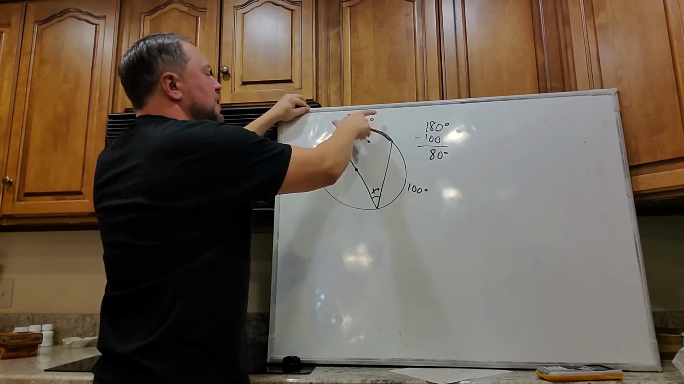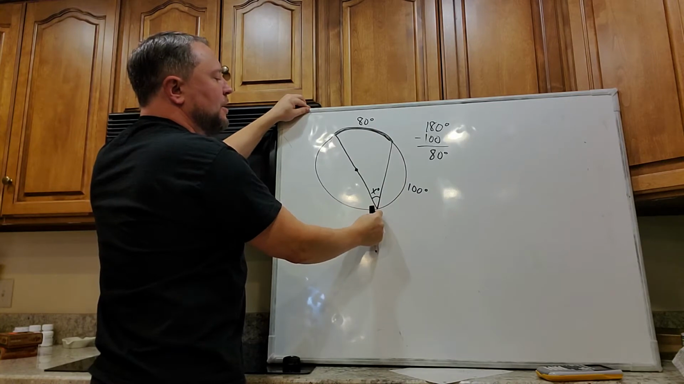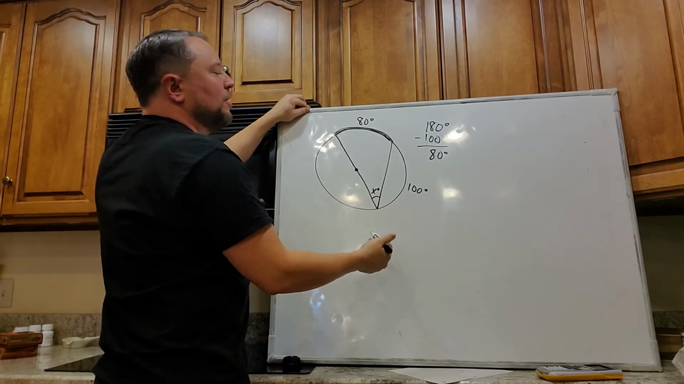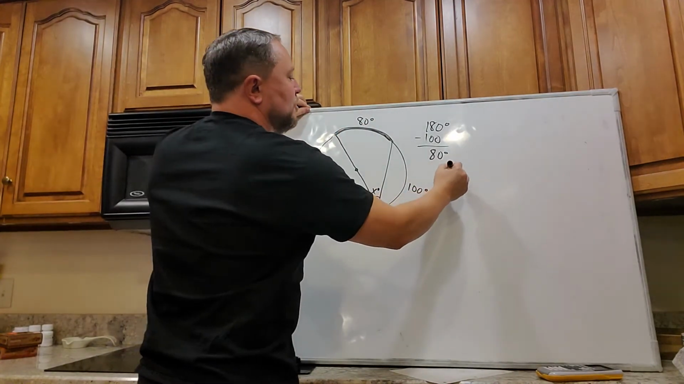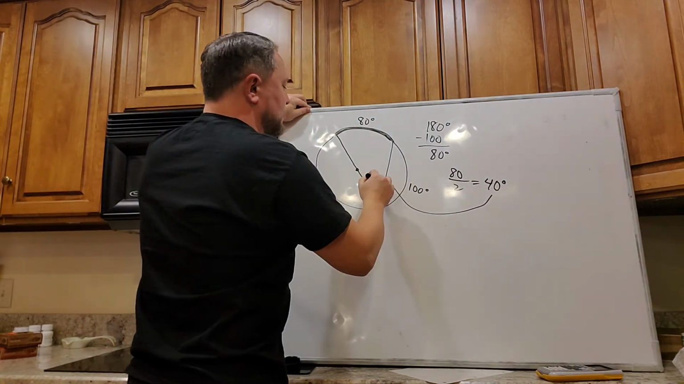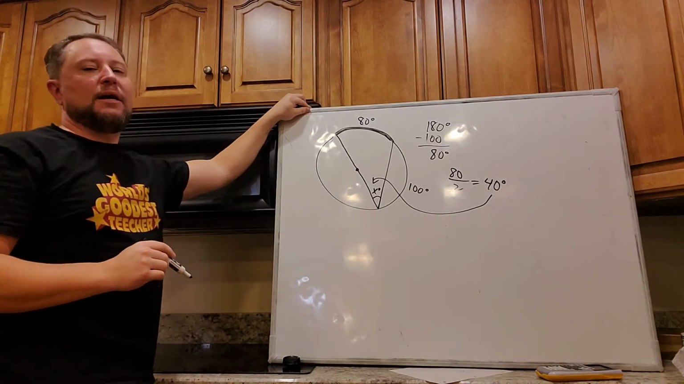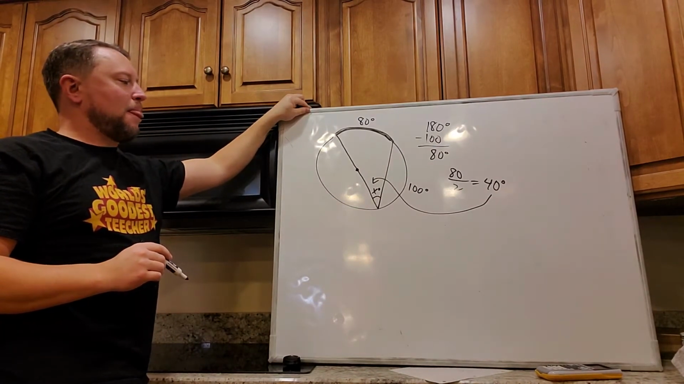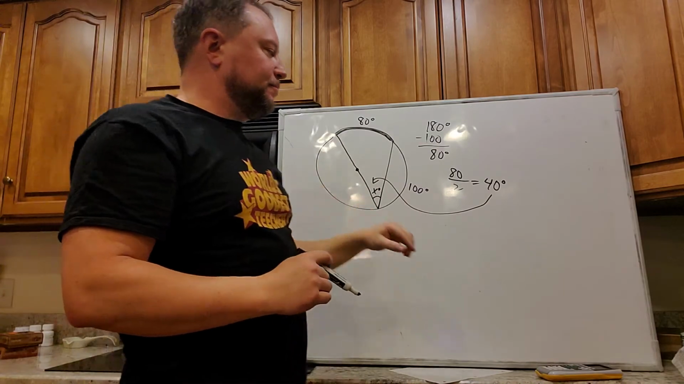If the arc is 80, the inscribed angle clear down here that hits that arc would only be half of that. So half of 80 is 40. There's the measure of the missing angle, 40 degrees. Okay?